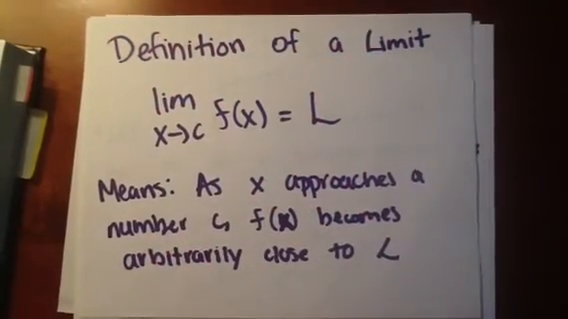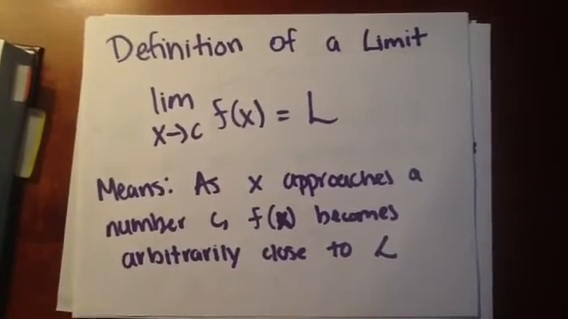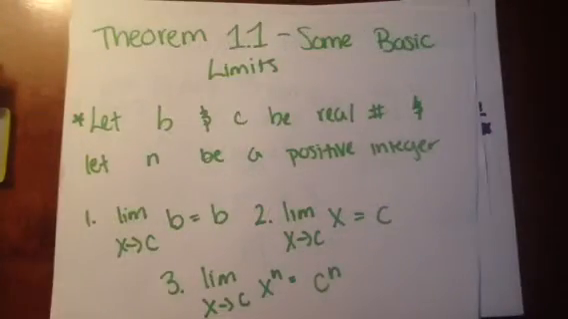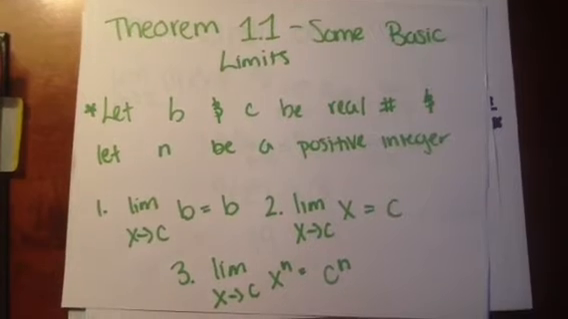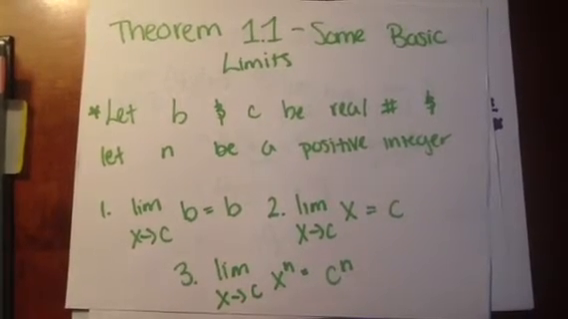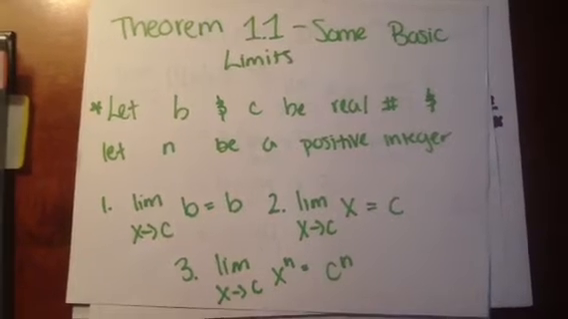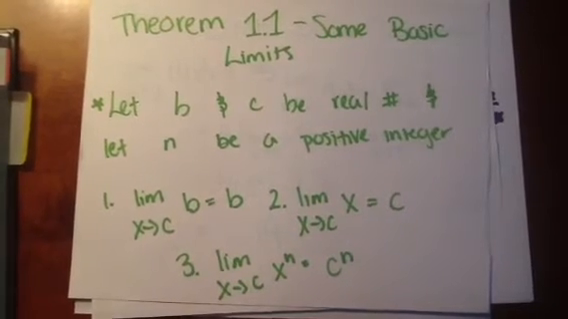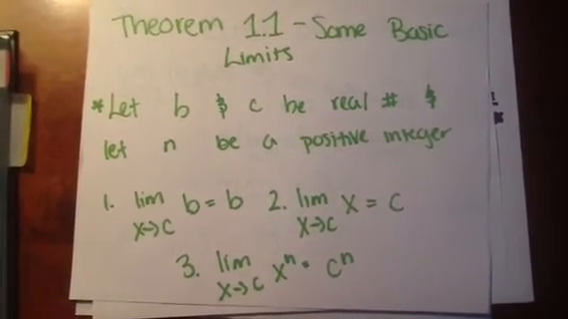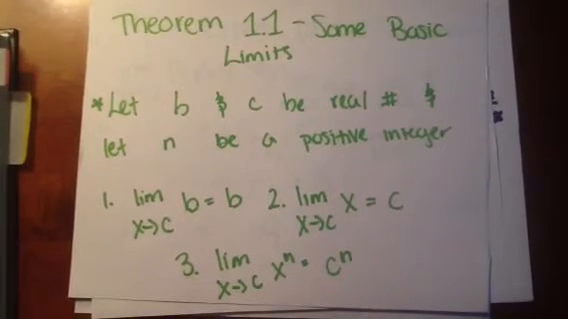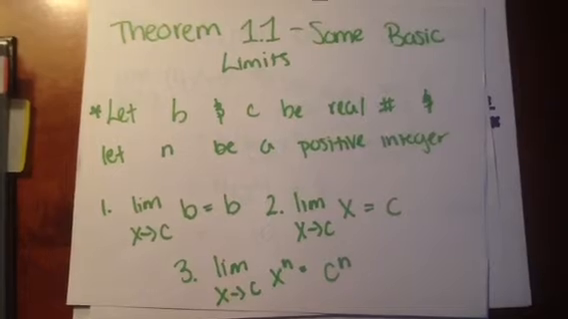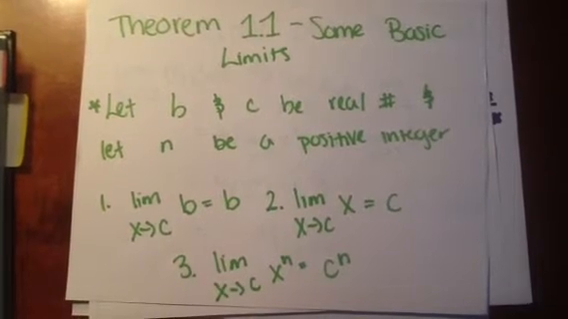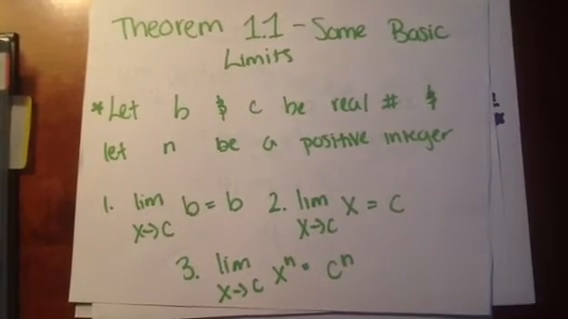The formal definition of a limit is, as x approaches some number c, the function f of x will become closer and closer to another number L. Theorem 1.1 states that, allowing b and c to be real numbers and n to be a positive integer, if the function f of x equals b, the limit as x approaches any number c of this function will be b. If the function is f of x equals x, the limit as x approaches c will always equal c. And if the function is f of x equals x to the nth power, the limit as x approaches c will equal c to the nth power.